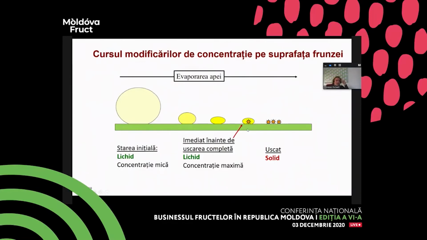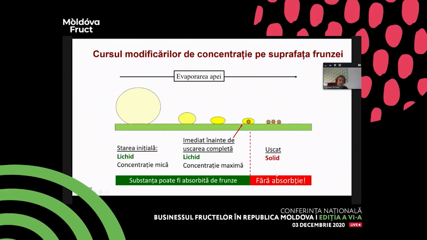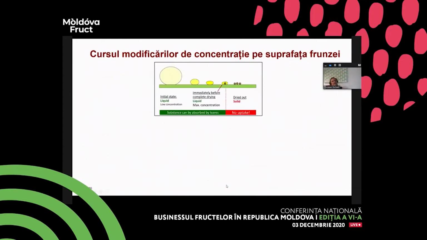It's important to be aware that uptake can only take place as long as it is liquid. So here, the substance can be absorbed. If it is solid, if it is a dry residue on the leaf surface, it cannot be absorbed anymore. Well, it can be rewetted, of course, for example, by dew. When humidity increases above a certain point, it may become wet again and uptake may continue. And the question is now, when does this happen? So when does the solution dry out completely? When does it stay wet with a high concentration?